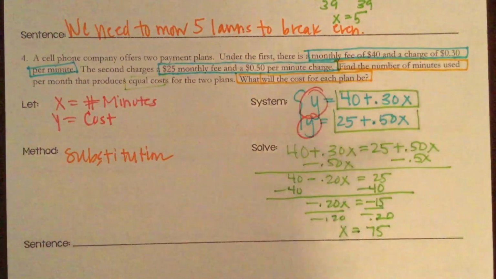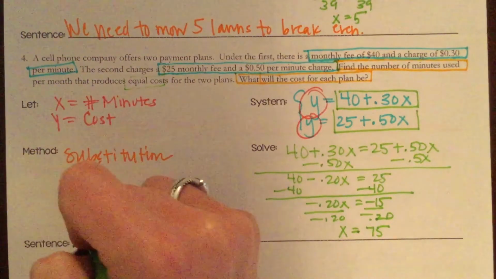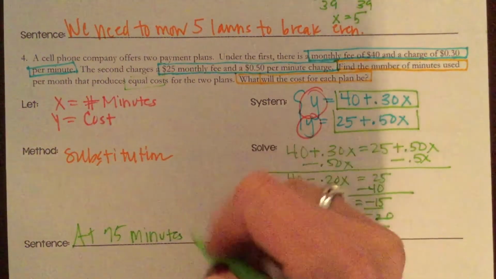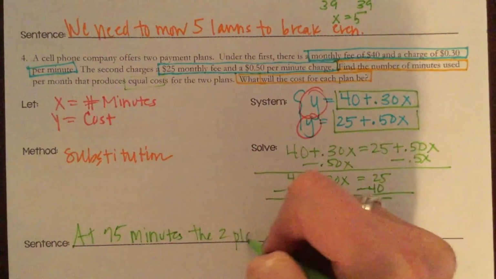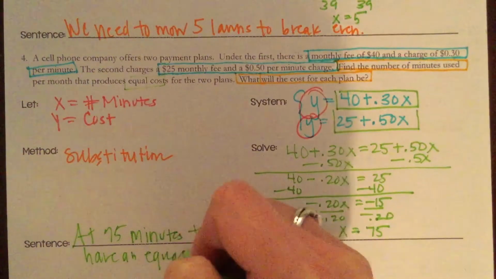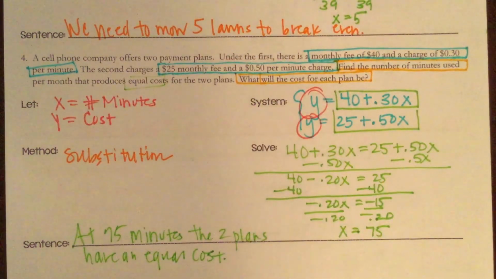Okay. Which questions does that answer? If you said to find the number of minutes used per month that produces equal cost, you are correct. So at 75 minutes, the 2 plans have an equal cost. The other thing we were asked to find was, what will the cost for each plan be?